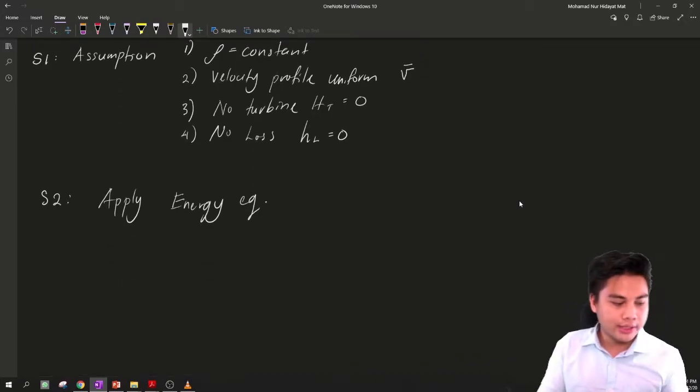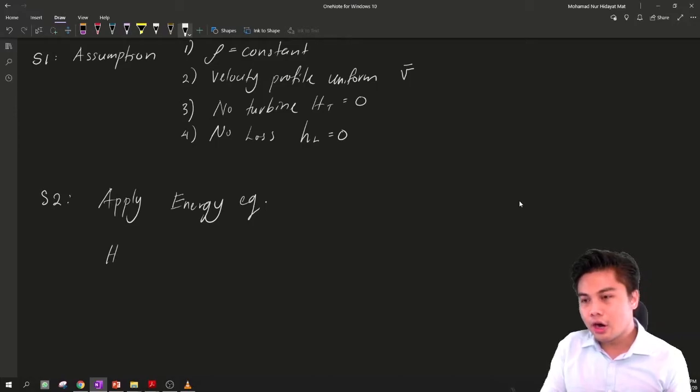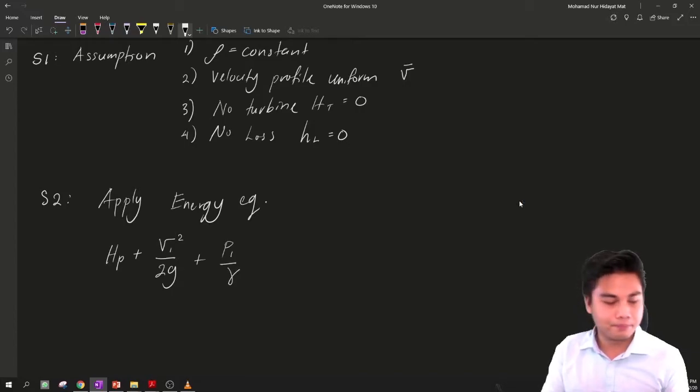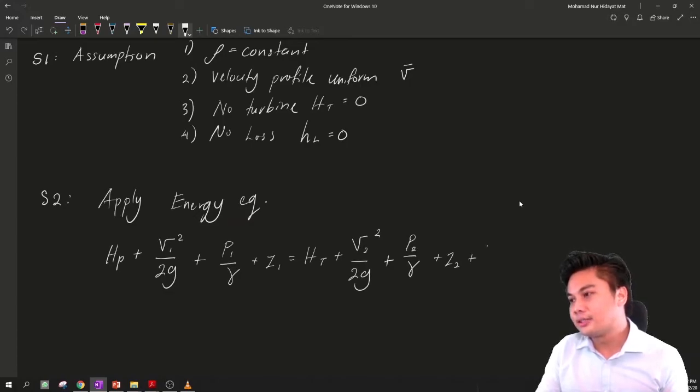So, energy equation, we need to write the full energy equation, which is H of pump, which is input, plus velocity 1 inlet squared over 2g, plus this is head of pressure P1 over gamma, plus the head due to elevation Z1, equal to head of turbine plus V2 squared over 2g plus pressure head P2 over gamma plus Z2 plus head loss HL.